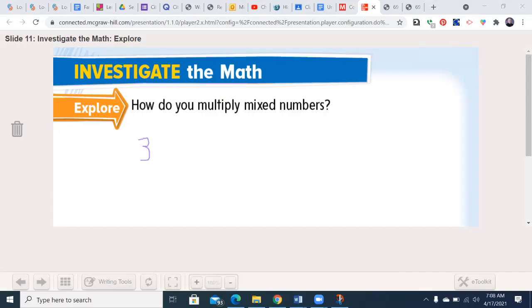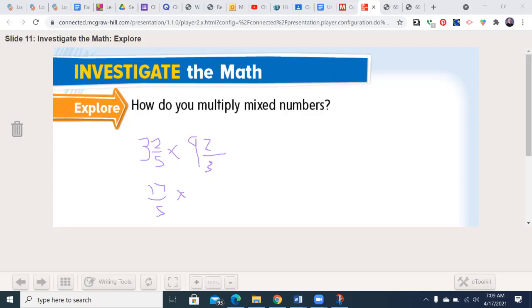So let's go with 3 2/5 times 9 2/3. So the first thing I need to do is turn this into an improper fraction. So we multiply the denominator by the whole number. So that's 5 times 3 is 15. And I add the numerator. Plus 2 is 17. 17 fifths. It can be a big number.